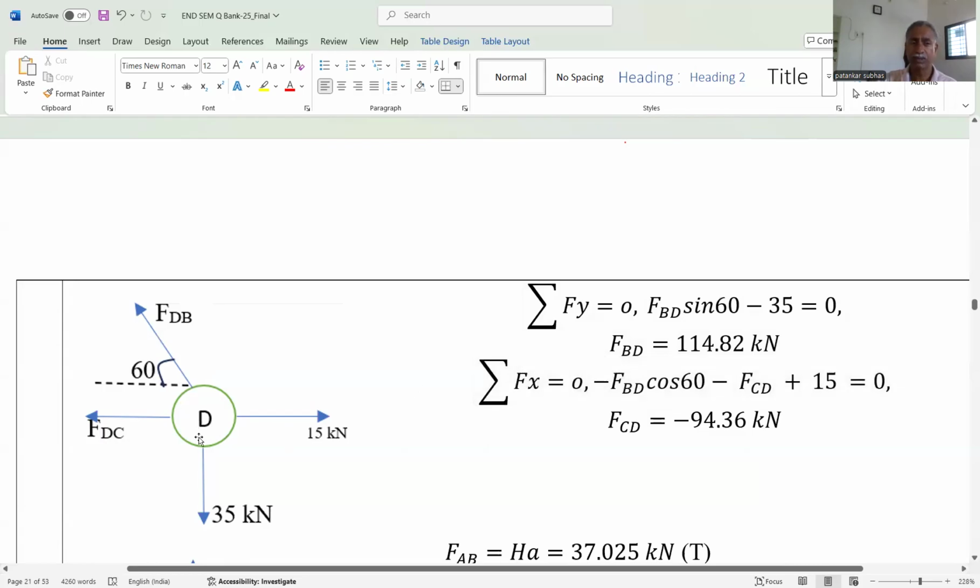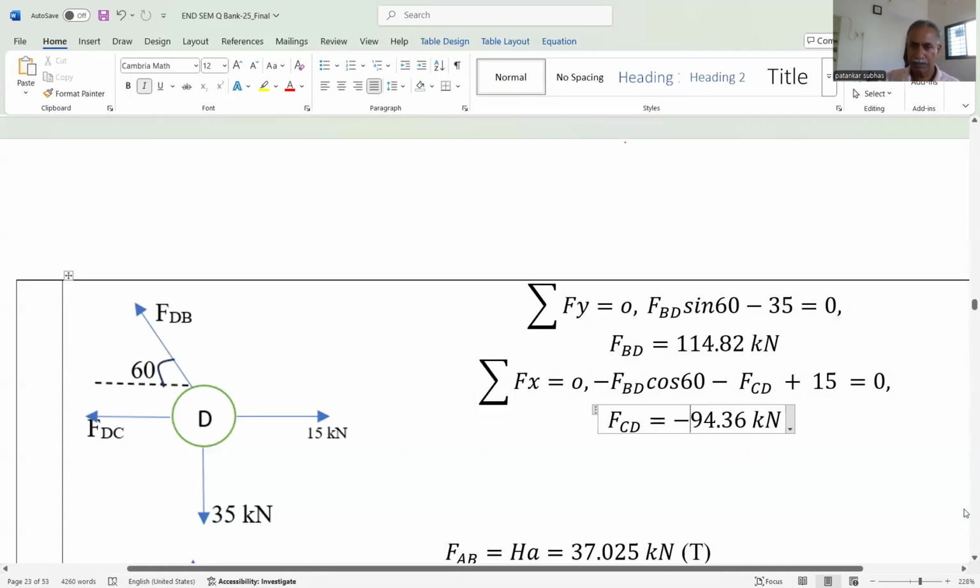Similarly, we apply summation Fx is equal to 0. In x direction, FCD is there, minus because this moves in this direction, plus 15, and this component, force in member BD into cos 60, is equal to 0. FBD is known to you, and that's why we get the force in member CD equal to minus 94.36. Minus sign indicates the force is compressive. Here we have considered tensile.